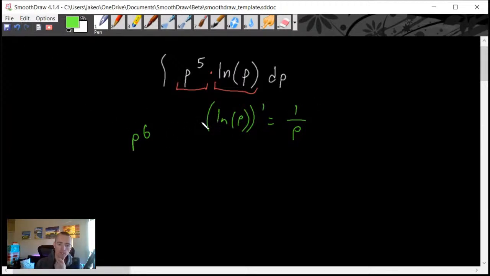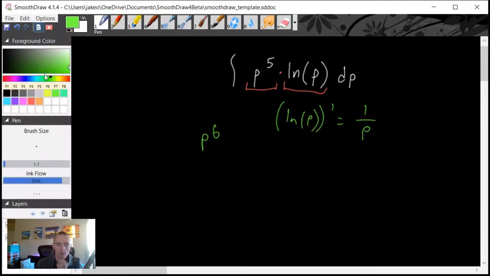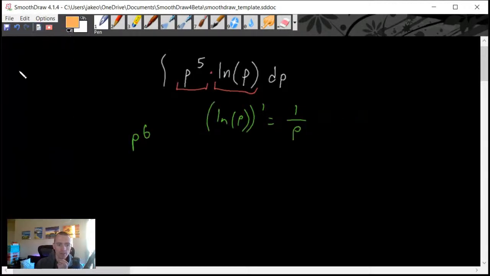But the point is just thinking about the derivative of one of our terms with the antiderivative of the other term being p to the 6 and 1 over p. If you multiply those together, which is what the integration by parts formula is going to get us to do, things should simplify quite nicely. So let's just start with the integration by parts formula first of all. Like I said, this formula is on my Calculus 2 study guide.